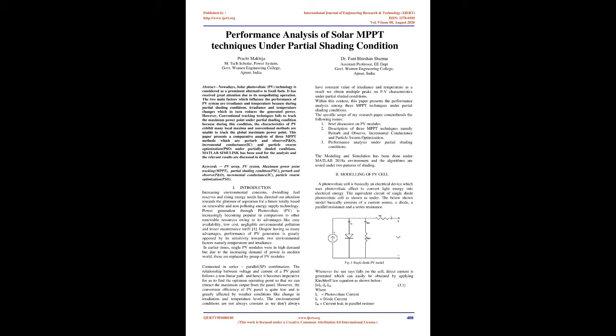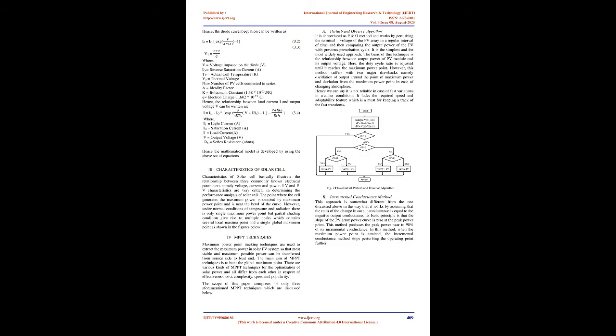Despite having so many advantages, performance of PV generation is greatly opposed by its sensitivity towards two environmental factors, namely temperature and irradiance. In earlier times, single PV modules were in high demand, but due to the increasing demand of power in the modern world, these are replaced by groups of PV modules connected in series-parallel (SP) combination.